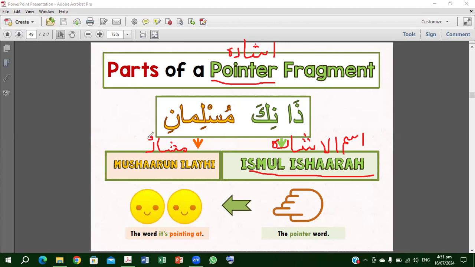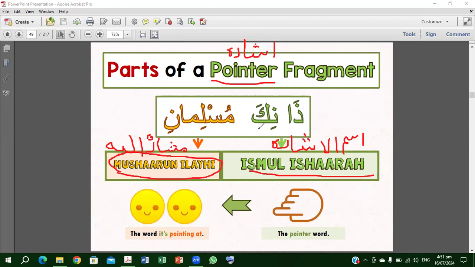Musharun, it is written like this. Musharun, double tanween, ilayhi, meaning towards it. Ila means towards, right? And hi means it, towards it. Musharun ilayhi, towards it, the ishara is done. The pointing is towards it.